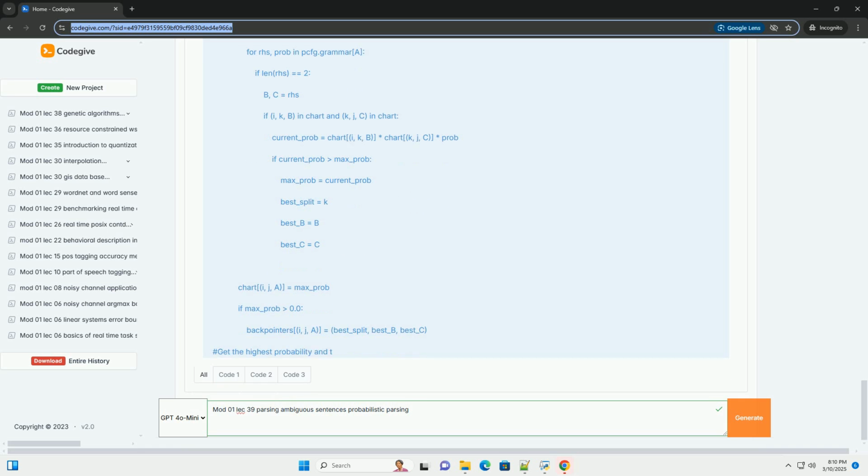5. Chomsky normal form, CNF. The Viterbi algorithm, in the context of PCFGs, typically requires the grammar to be in Chomsky normal form, CNF. A CFG is in CNF if all production rules are in one of the following forms: A → BC, a non-terminal produces two non-terminals; A → a, a non-terminal produces a terminal. Any CFG can be converted to CNF.